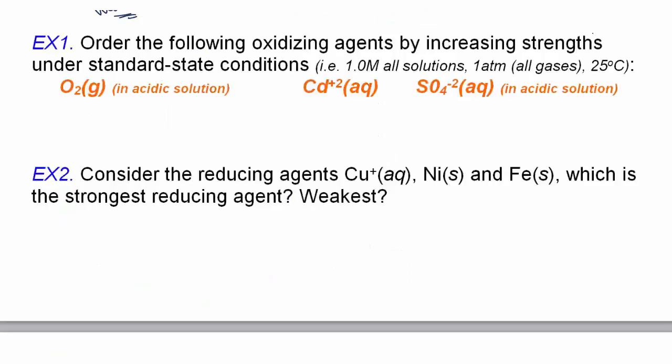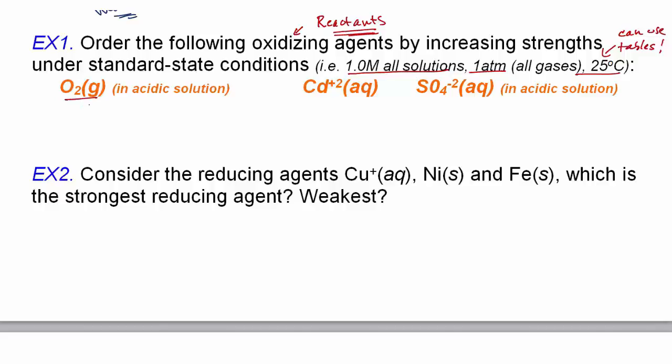Order the following oxidizing agents by increasing strengths under standard state conditions: 1 molar all solutions, 1 atmosphere all gases, 25 degrees Celsius. This just means we can use the tables. That's all that means. Don't let all that information confuse you. That's just standard state conditions. Okay, these are compounds. They're oxidizing agents. Order them in order of increasing strength. If they're oxidizing agents, where do you look in the table? You look in the table for reactants, because reactants in that table are getting reduced. And if you're an oxidizing agent, you have to be getting reduced.